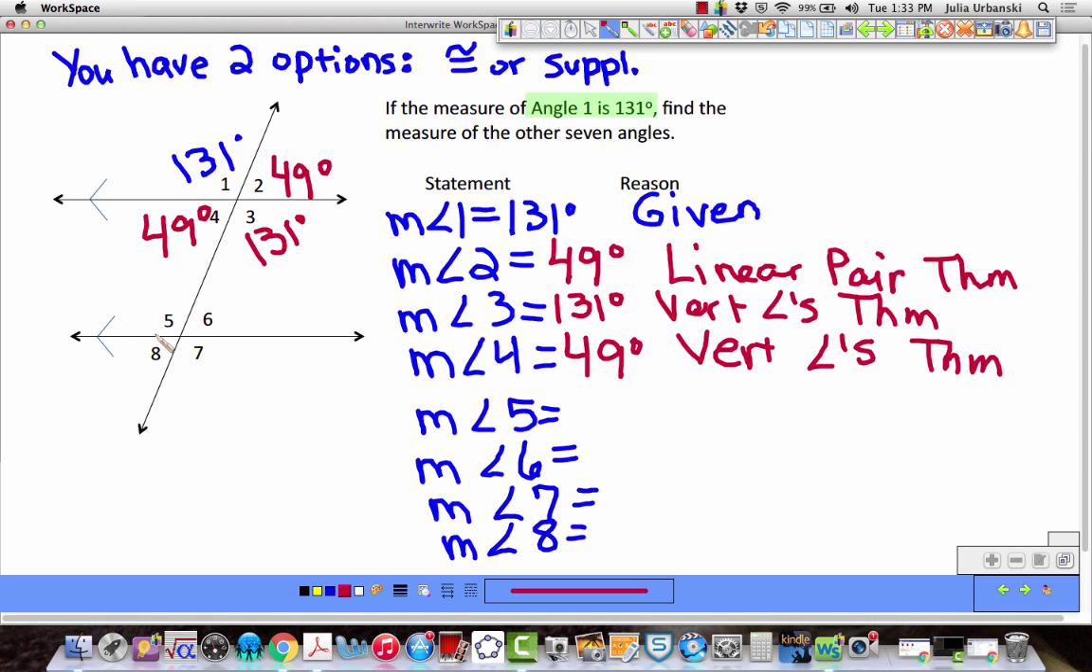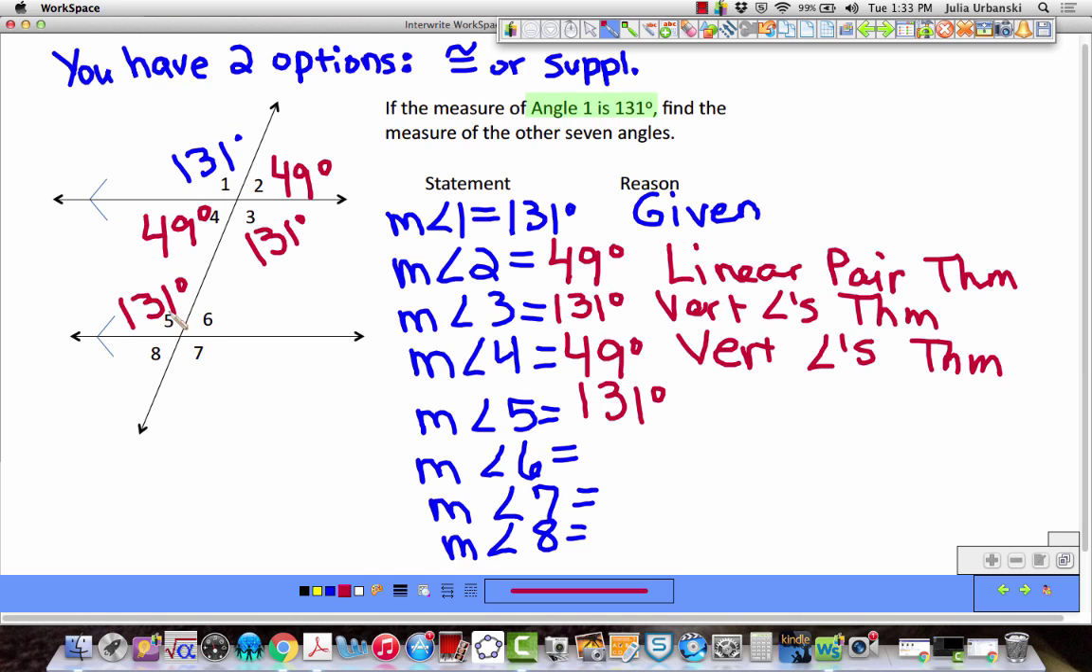Number 5, will you call that 131 degrees or 49 degrees? 131 degrees. Be careful here, there's lots of different reasons. Try to give me a reason we haven't used yet. Corresponding angles, that's right. 131 is equal to 131, angle 1 and 5 are the same.